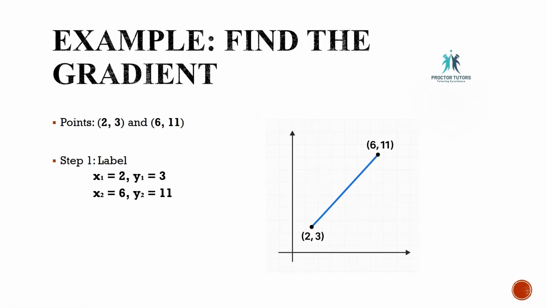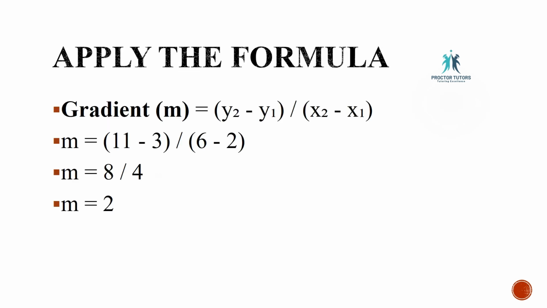Let's try an example. Find the gradient between (2, 3) and (6, 11). First, label the coordinates. Now plug into the formula. 11 minus 3 is 8, 6 minus 2 is 4. So 8 divided by 4 is 2. The gradient is 2.